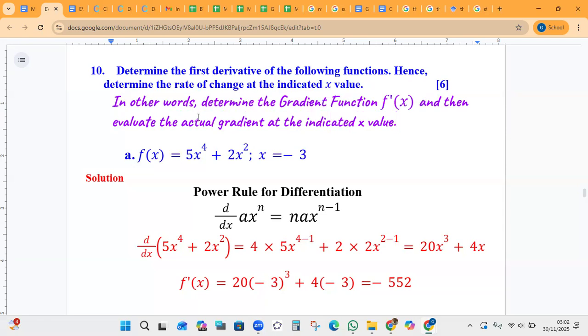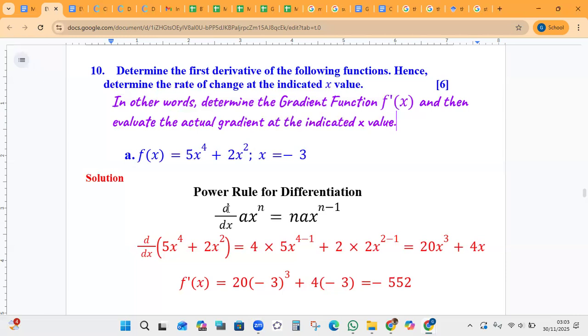So for part A now, f of x is equal to 5x raised to the power of 4 plus 2x squared. So for this type of function, which is a polynomial, you have a coefficient, you've got a base, and you've got a power, or an exponent. So we can use the power rule, because we have powers 4 and 2.